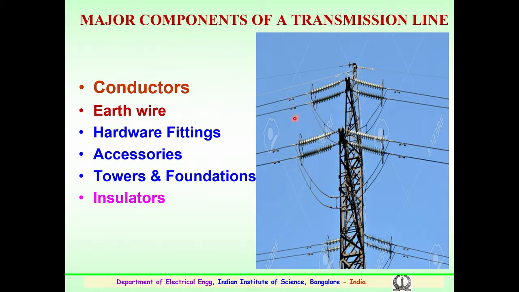Then we have vibration dampers, which are used for the reduction of the vibrations caused by wind and other sources. We have other accessories like the clamps, connectors, and many of these, which we will be discussing. Further we will discuss the various types of towers and the foundation requirements for the EHV and UHV transmission system.